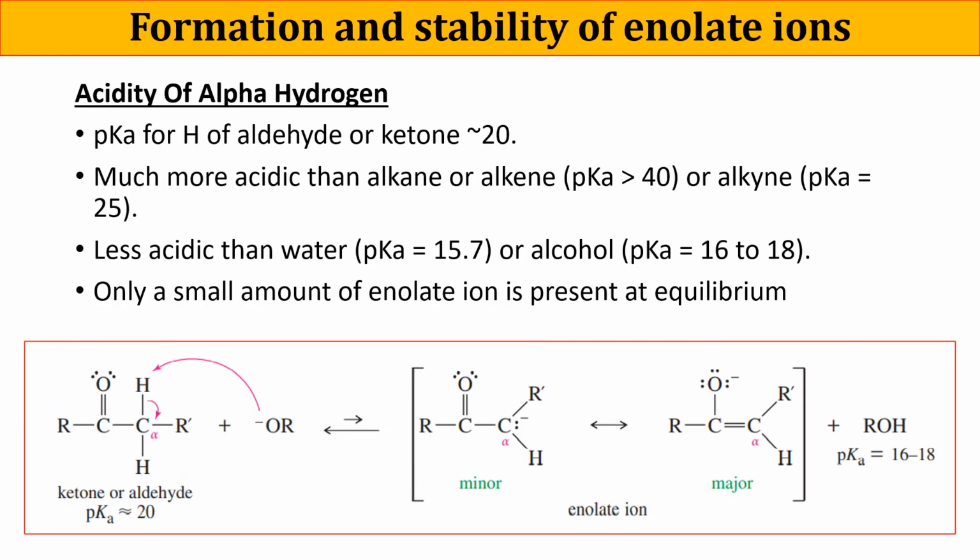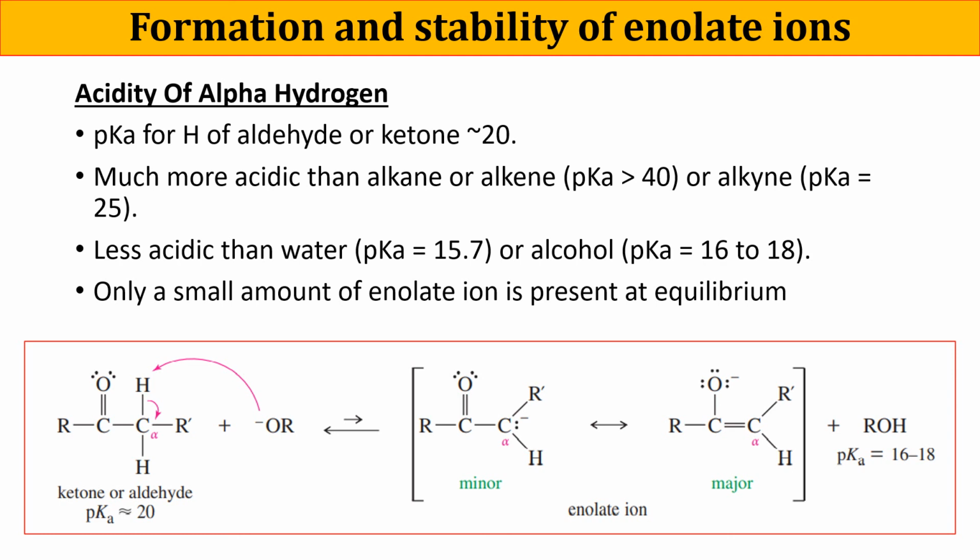Formation and stability of enolate ion. A carbonyl group dramatically increases the acidity of protons on the alpha carbon atom because deprotonation gives a resonance stabilized enolate ion. Most of the enolate ion's negative charge resides on the electronegative oxygen atom. The pKa for removal of an alpha proton from a typical ketone or aldehyde is about 20, showing that a typical ketone or aldehyde is much more acidic than an alkane or alkene, which have pKa values greater than 40, or even alkynes. The pKa value for an alkyne is equal to 25.